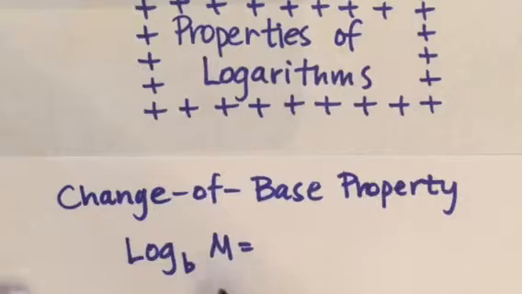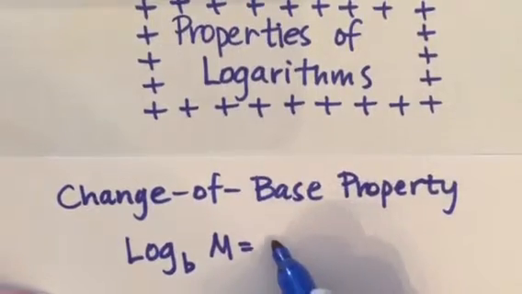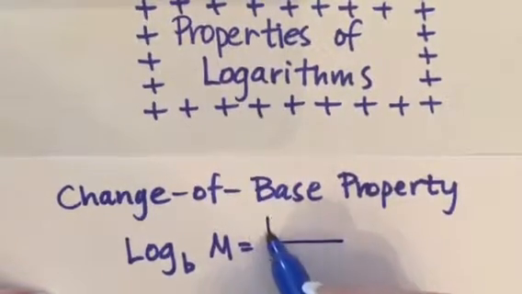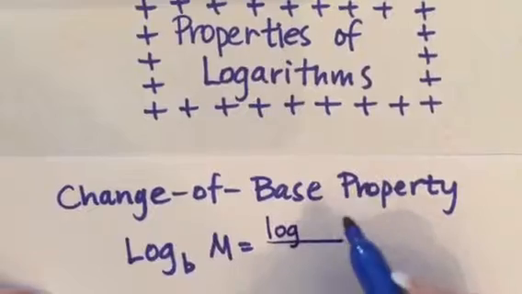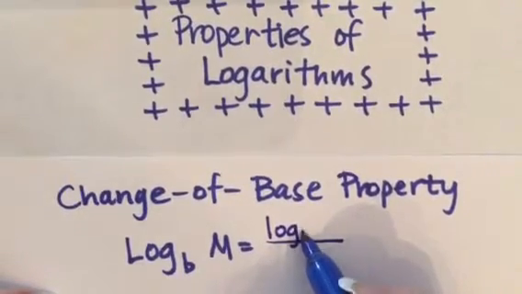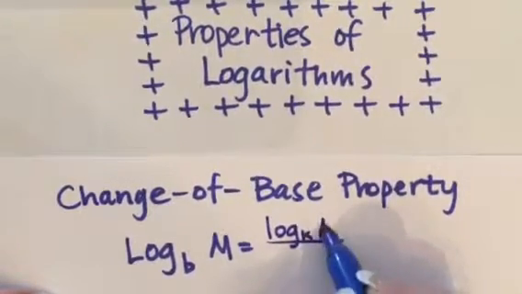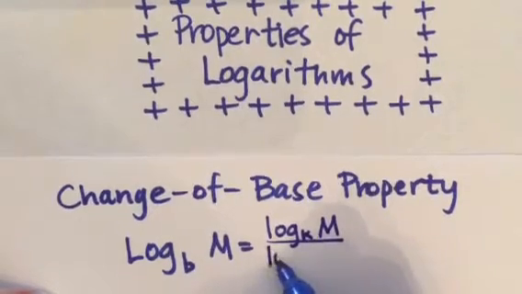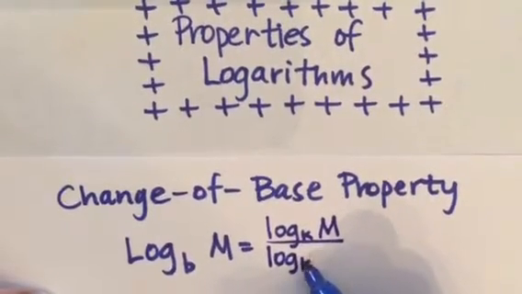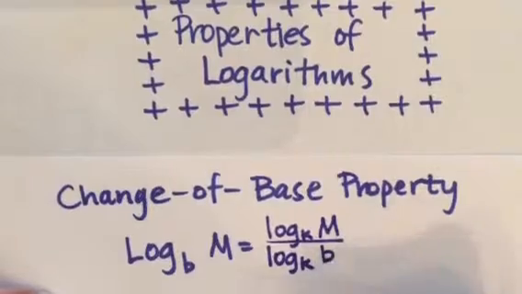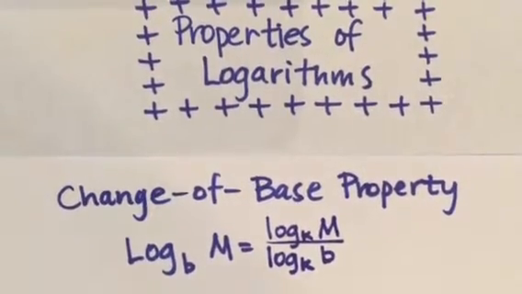So this property says that if I have a log with a base of b of some value m, this is the same as the log with a new base, let's just call that base k, of m, divided by the log with that same new base of our old base. Okay, so that's really helpful because we can now change our base to anything we want it to be.